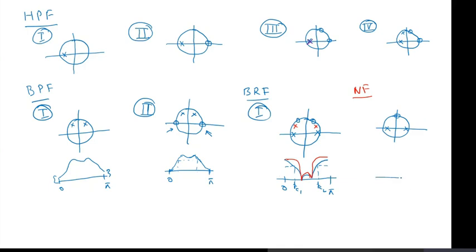So what will happen? I will get, at pi by 2, a complete suppression of the signal. There is a complete suppression of the signal. You're getting my point? So this is how you can design the filters in the Z plane by the placement of poles and zeros. Okay.